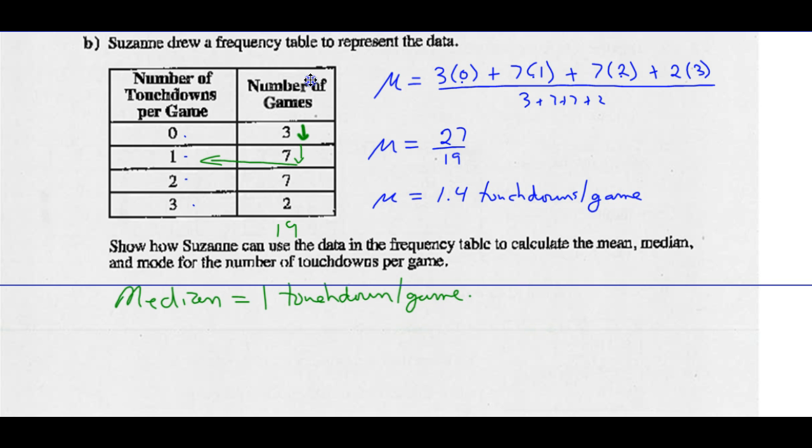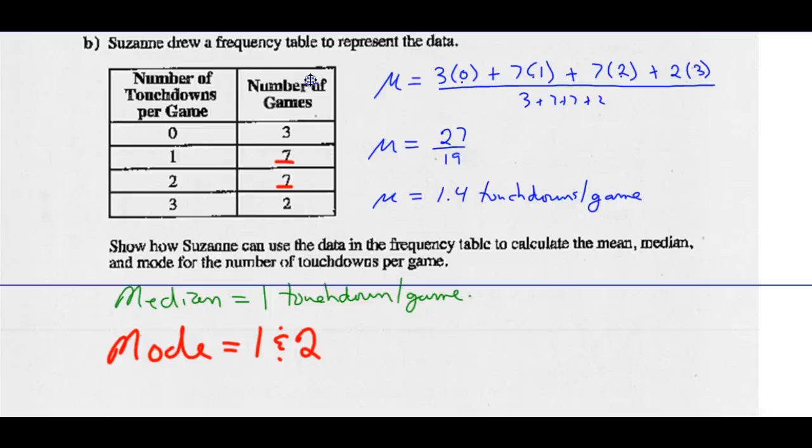And the mode is even easier to find, because the mode is the piece of data that appears most often. Well, the table tells us how many times these pieces of data are appearing. 1 appears 7 times, 2 appears 7 times, so the mode is 1 and 2. It tells us that.